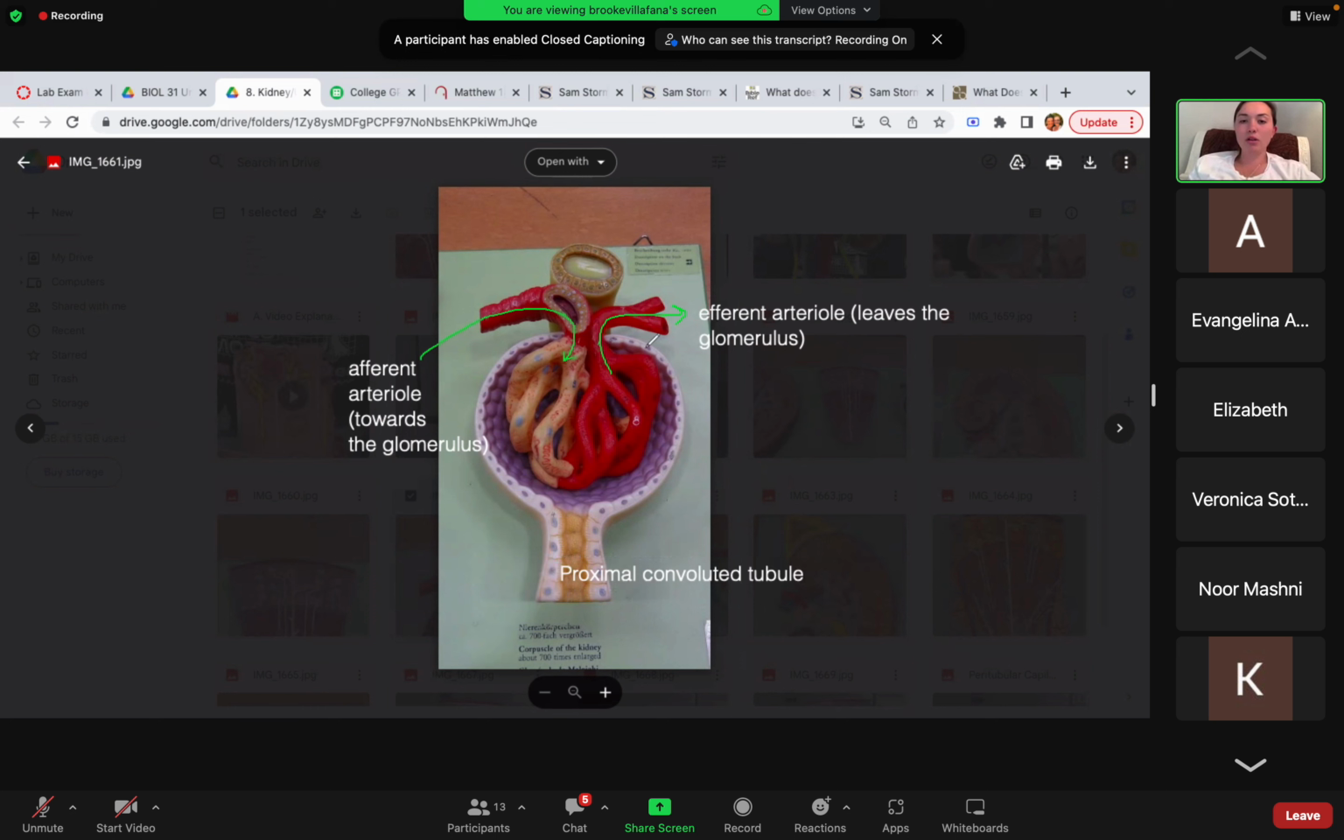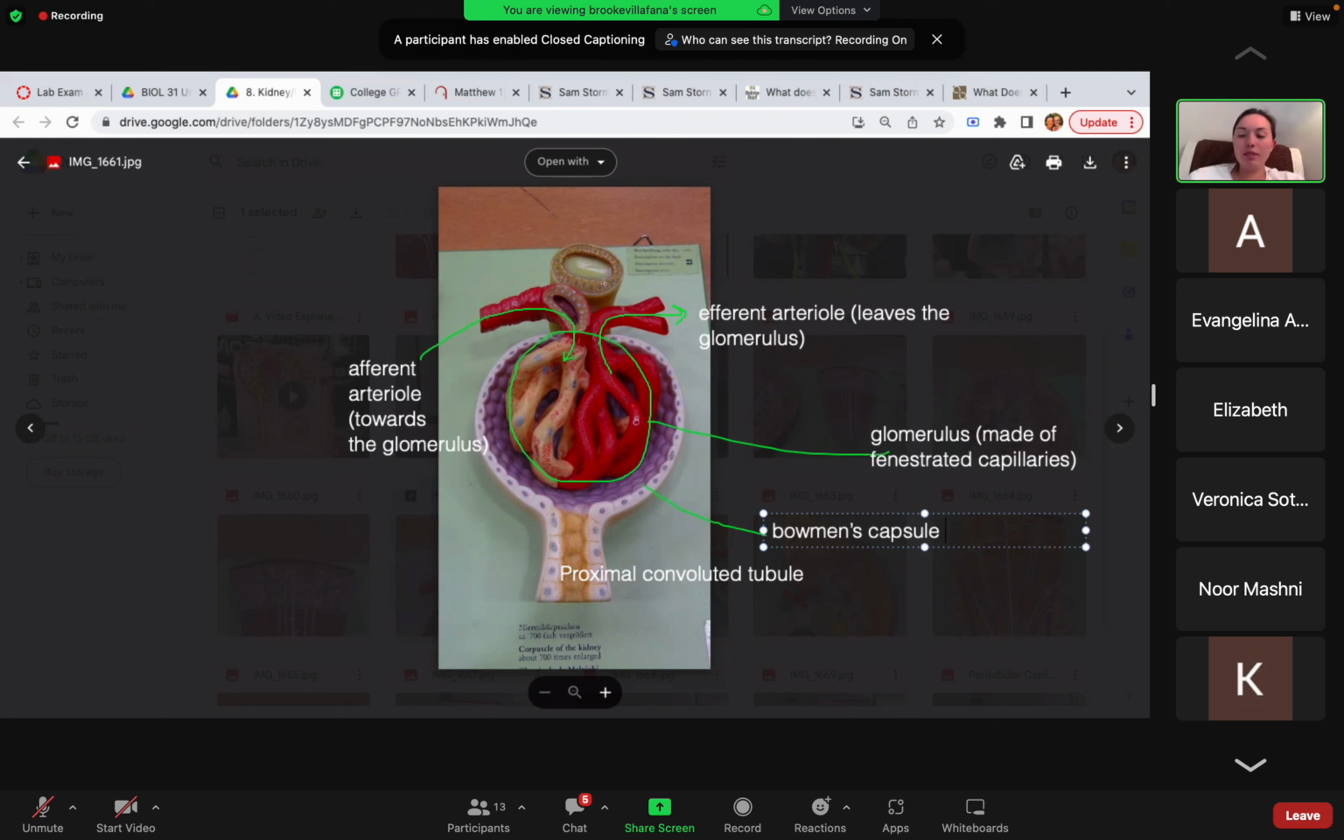The bundle of capillaries here is called the glomerulus. It is made of fenestrated capillaries. And then it sits inside of the Bowman's capsule, which is like the outside of it, like the bowl that it sits in. You can think Bowman's bowl, sounds like a bowl, and that's the glomerulus bowl. Bowman's capsule, renal capsule, renal corpuscle. Okay, so it has some different names. You want to know the different names.